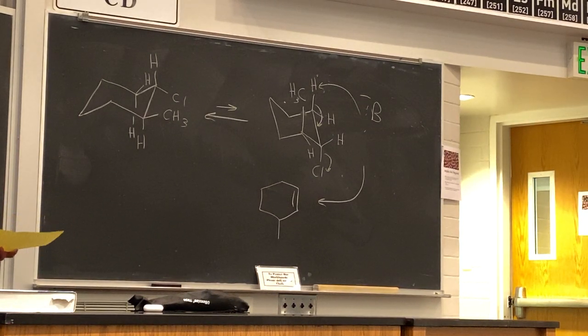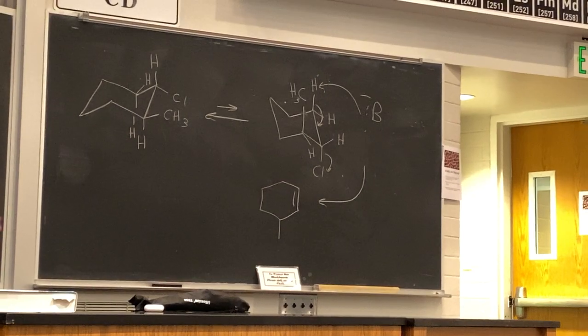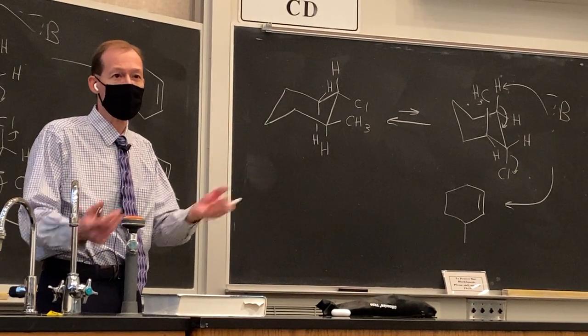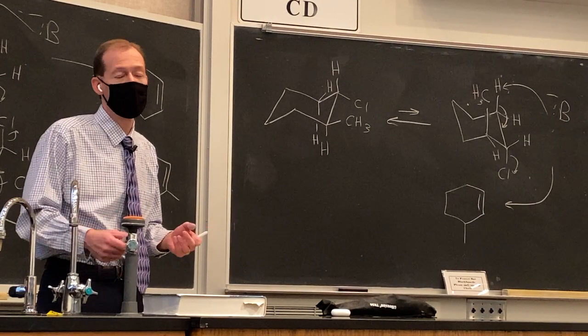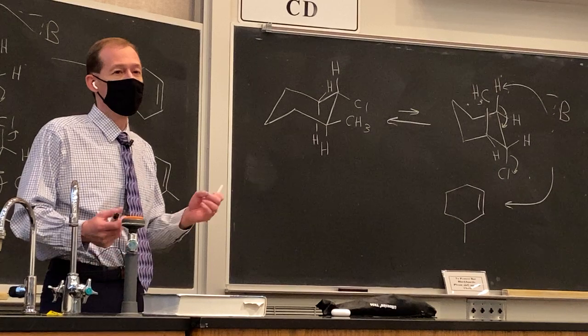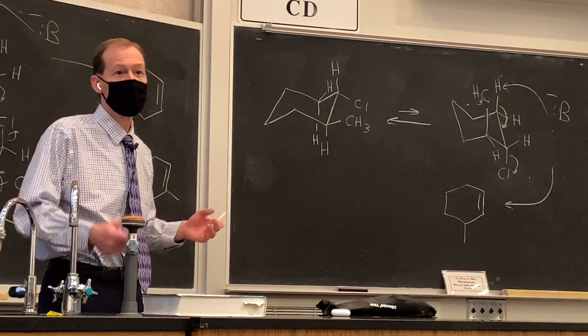Question? Yes. So when you have a chair and you have groups on adjacent carbons and one's axial and one's equatorial, then those are going to be gauche to each other. If they're both equatorial, they're also going to be gauche. They'll only be anti if they're both axial.